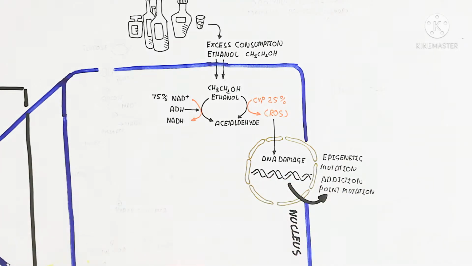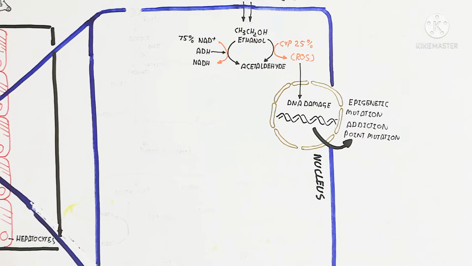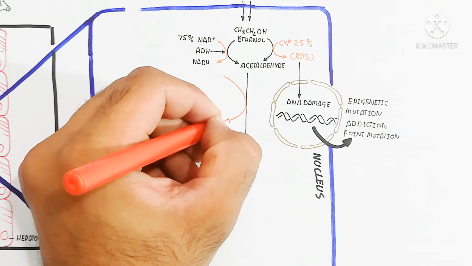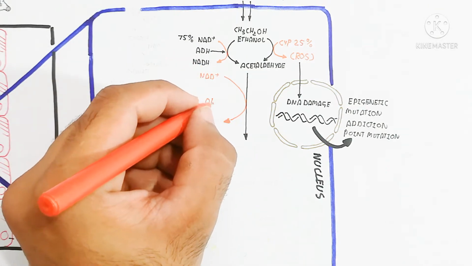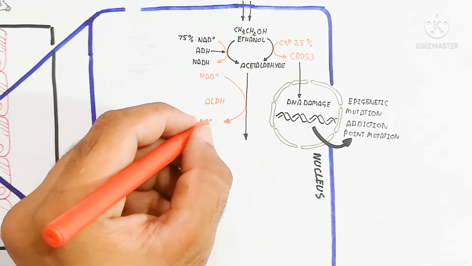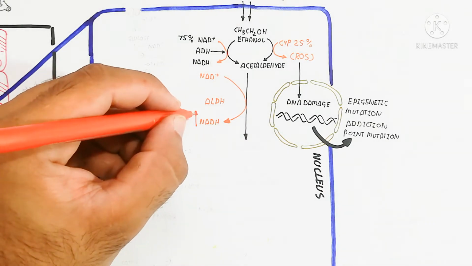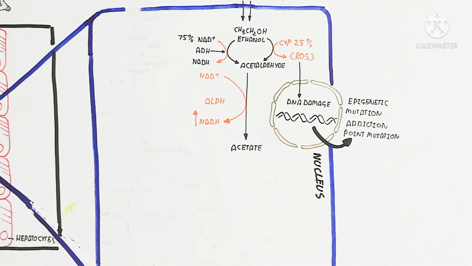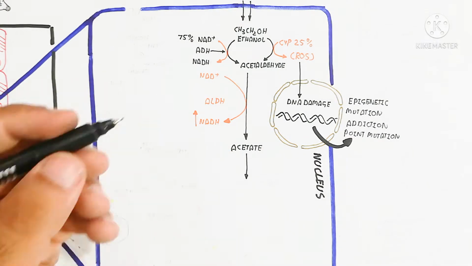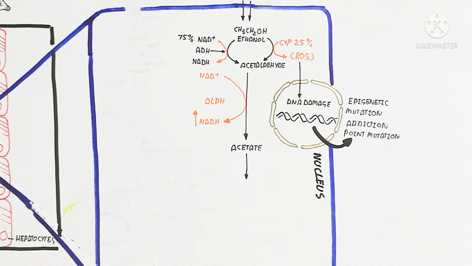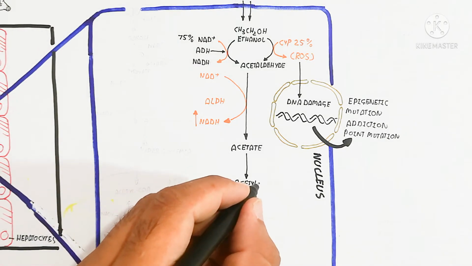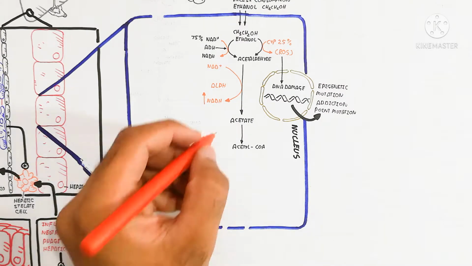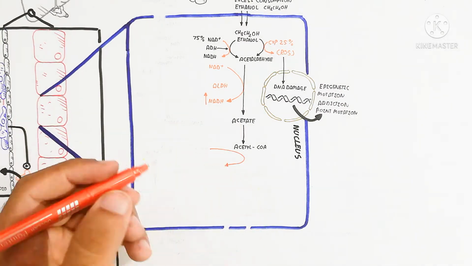On the other hand, acetaldehyde in the presence of the aldehyde dehydrogenase enzyme converts NAD plus into NADH, increasing the NADH, as well as producing acetate. This acetate is itself also a reactive species. The increase of acetate will also cause mutation as well as tissue damage.